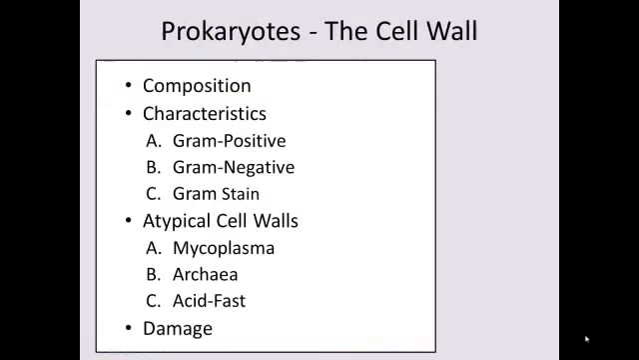In this next section, we're going to talk about the cell wall of prokaryotes, specifically bacteria. We're going to talk about what they're composed of, the characteristics of gram-positive and gram-negative cell walls, and why the gram stain stains the way that it does. We're going to talk about atypical cell walls, specifically those of mycoplasma, archaea, and acid-fast bacteria. Then we're going to end up with damage to the cell wall, since this is what an awful lot of antibiotics, disinfectants, and sterilants do.